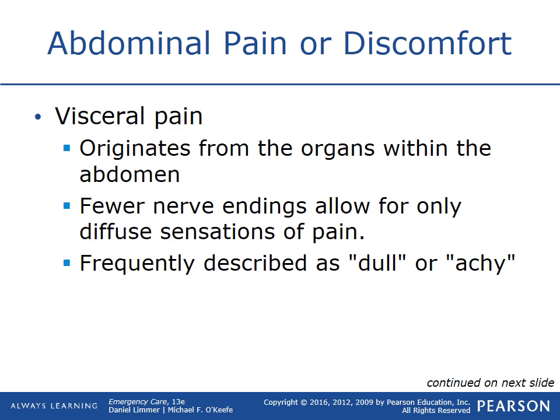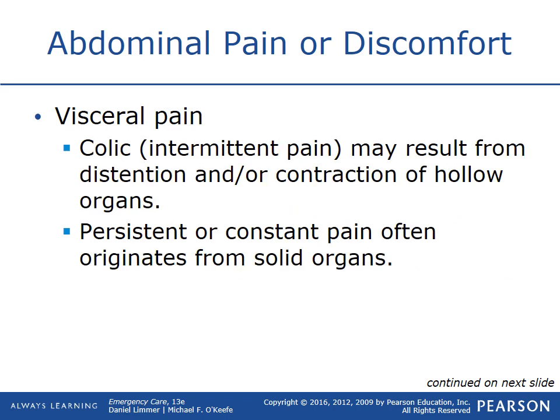There are fewer nerve endings that allow for only a diffuse sensation of pain. So people that have a pain that arises from the visceral lining of whatever organ it is usually describe their pain as dull or achy. Visceral pain can also be intermittent.